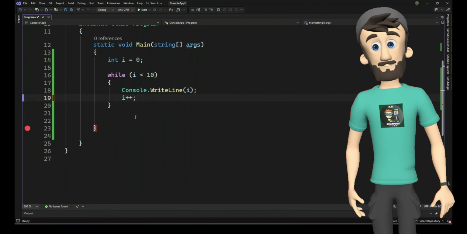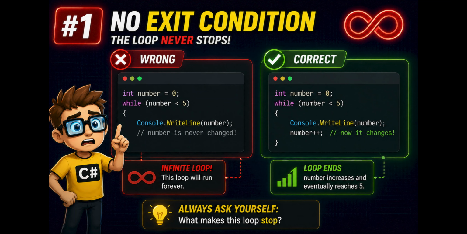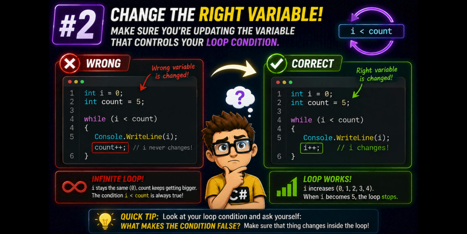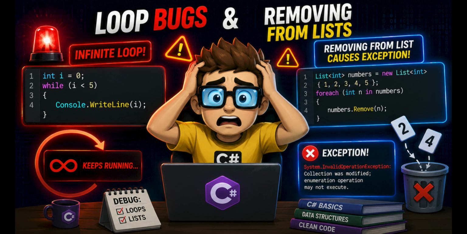Quick recap. Let's remember today's 3 mistakes. Mistake number 1. Don't create a loop without something that eventually makes the condition false. Mistake number 2. Make sure you're changing the variable that controls your loop condition. Mistake number 3. Don't modify a list inside a foreach loop. If you need to remove items, use a backwards for loop or methods like RemoveAll. These are small mistakes. But knowing them can save you from some very frustrating debugging sessions.